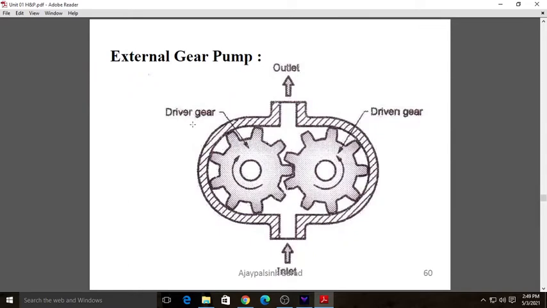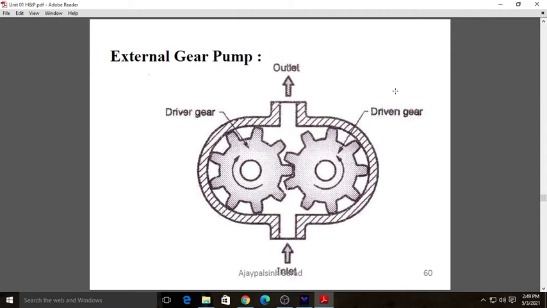Okay, so this is the diagram on your screen, of an external gear pump. What are the main components? It has two gears. One is the driver, another one is the driven. The driver is connected to the motor and the driven runs along with the motion of the driver. One has the inlet port and one has the outlet port. Due to the constant rotation of the gears, fluid is sucked in and pushed outside to the outlet.